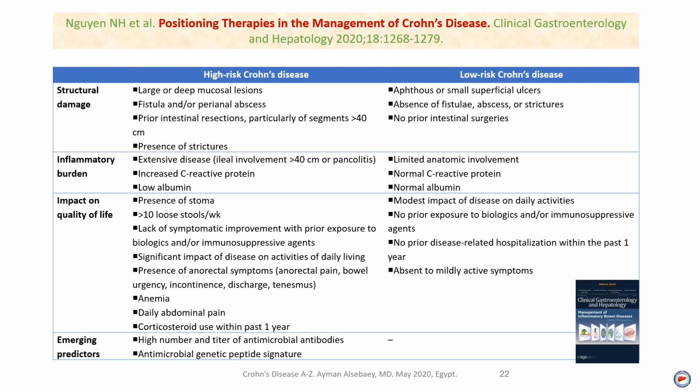There are other methods for stratifying the risk of the disease. In the main issue of the Clinical Gastroenterology and Hepatology journal, there is a nice paper called Positioning Therapies in the Management of Crohn's Disease. They have classified the disease also into low risk disease and high risk disease, but they have more parameters than the AGA stratification system. Number one is structural damage: large or deep ulcers, the presence of fistulae, prior intestinal resection, and the presence of strictures, okay?